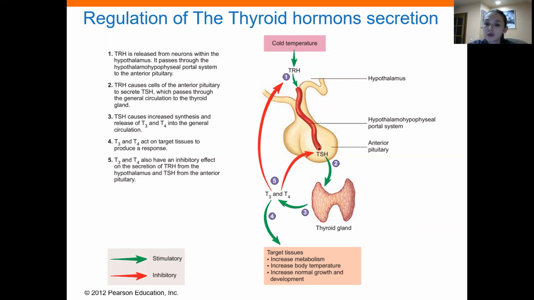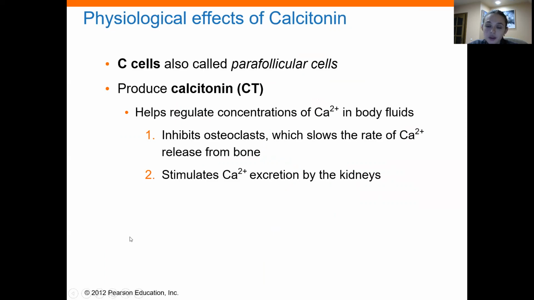When the level of T3 and T4 increases in the bloodstream, due to negative feedback, they send information back to the hypothalamus and pituitary gland, and as a result, they inhibit production of thyrotropin-releasing hormone and thyroid-stimulating hormone, as we deal with our stimulus, cold, and increase temperature in the body. The target cells: T3 and T4 will be responsible for increasing the process of metabolism, increasing body temperature, and increasing normal growth and development of the cells. What are the physiological effects of calcitonin?